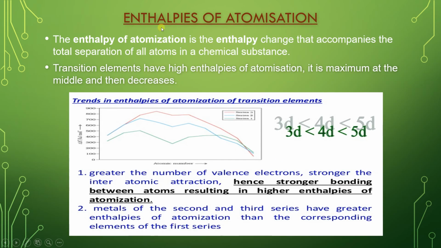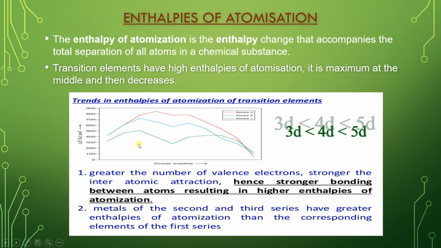So next, enthalpies of atomization. Atomization is the enthalpy change that accompanies the total separation of all atoms in a chemical substance. Very similarly to melting point, transition elements have high enthalpies of atomization. It is maximum at the middle and then decreases.